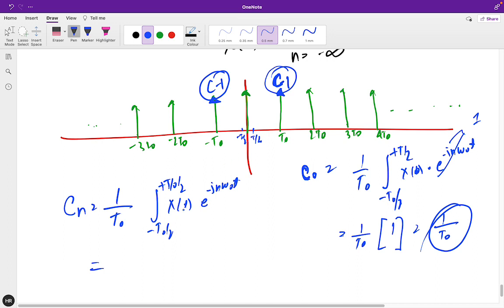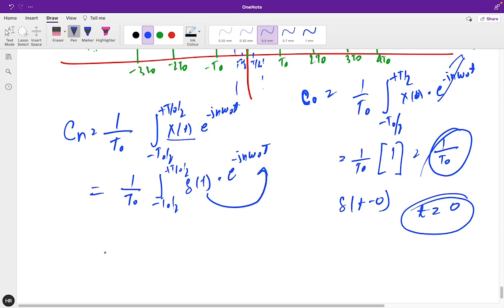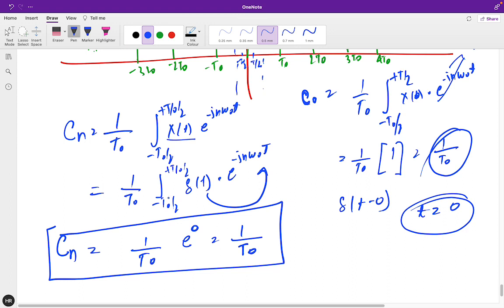So x of t means this particular value, delta t. If we select the range here, it's just delta t into e power minus j n omega naught t. I told you, if the question is like this, we assume delta t minus 0, so what is the value of t? t is 0 only, so substitute the value here. You will get 1 upon t naught e power 0, so you will get the value as 1 by t naught. 1 by t naught is the c of n value, and yes, that's it.